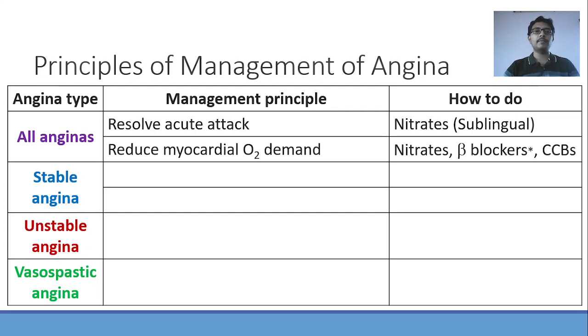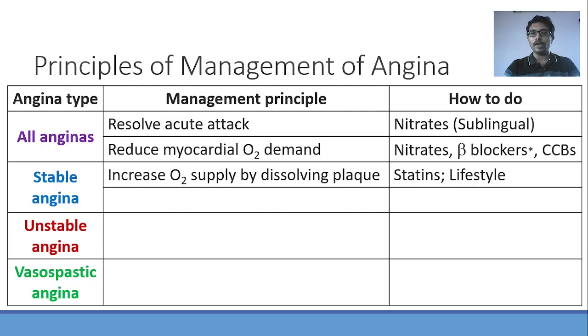Next, let us look at stable angina. As I told you, the definitive answer is to increase the myocardial oxygen supply, and you can do that in stable angina by dissolving the plaque. And what is this plaque composed of? That plaque is made up of atherosclerotic material. It is atherosclerotic plaque. So if you want to dissolve that, you have to use statins, and you have to advise lifestyle modifications.